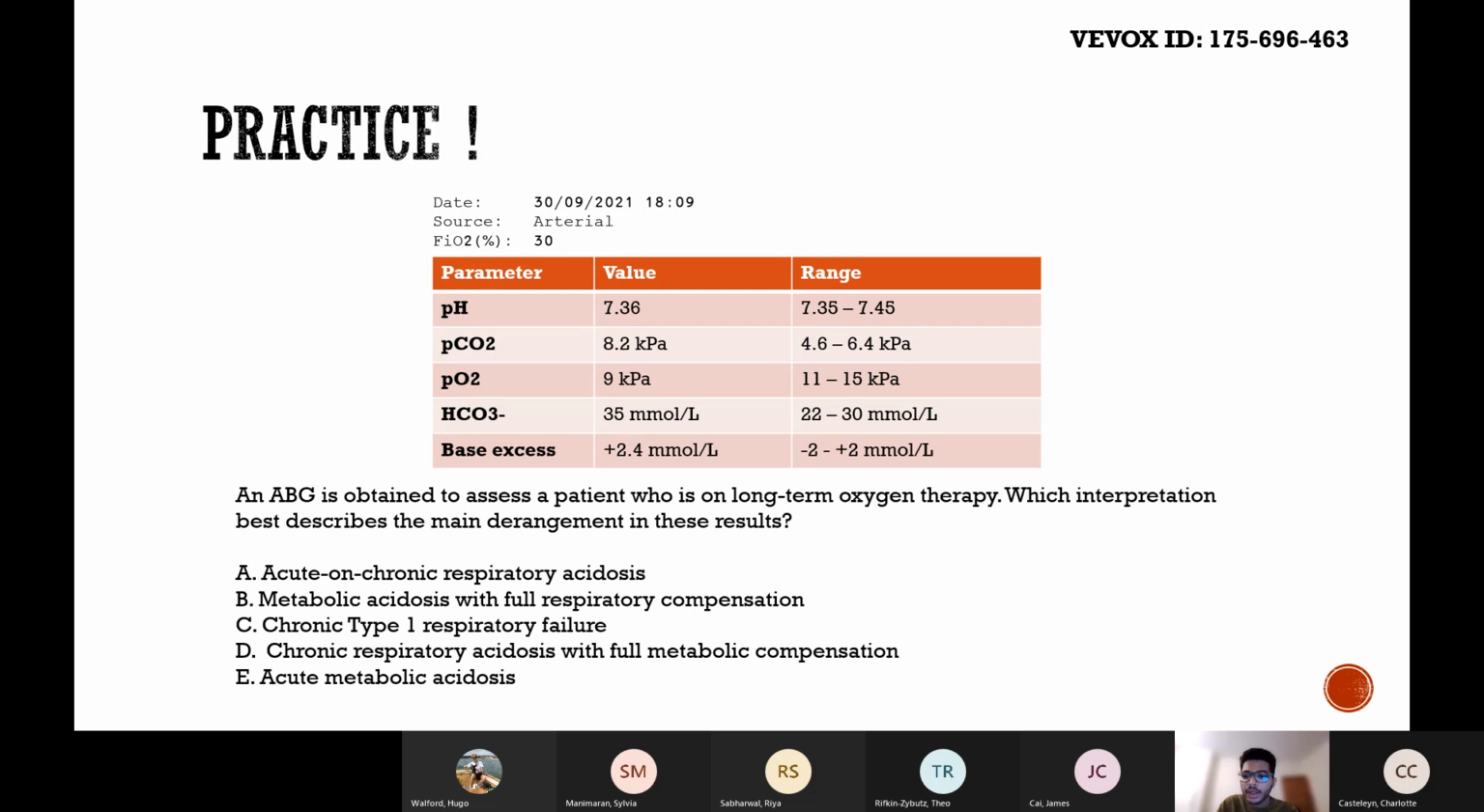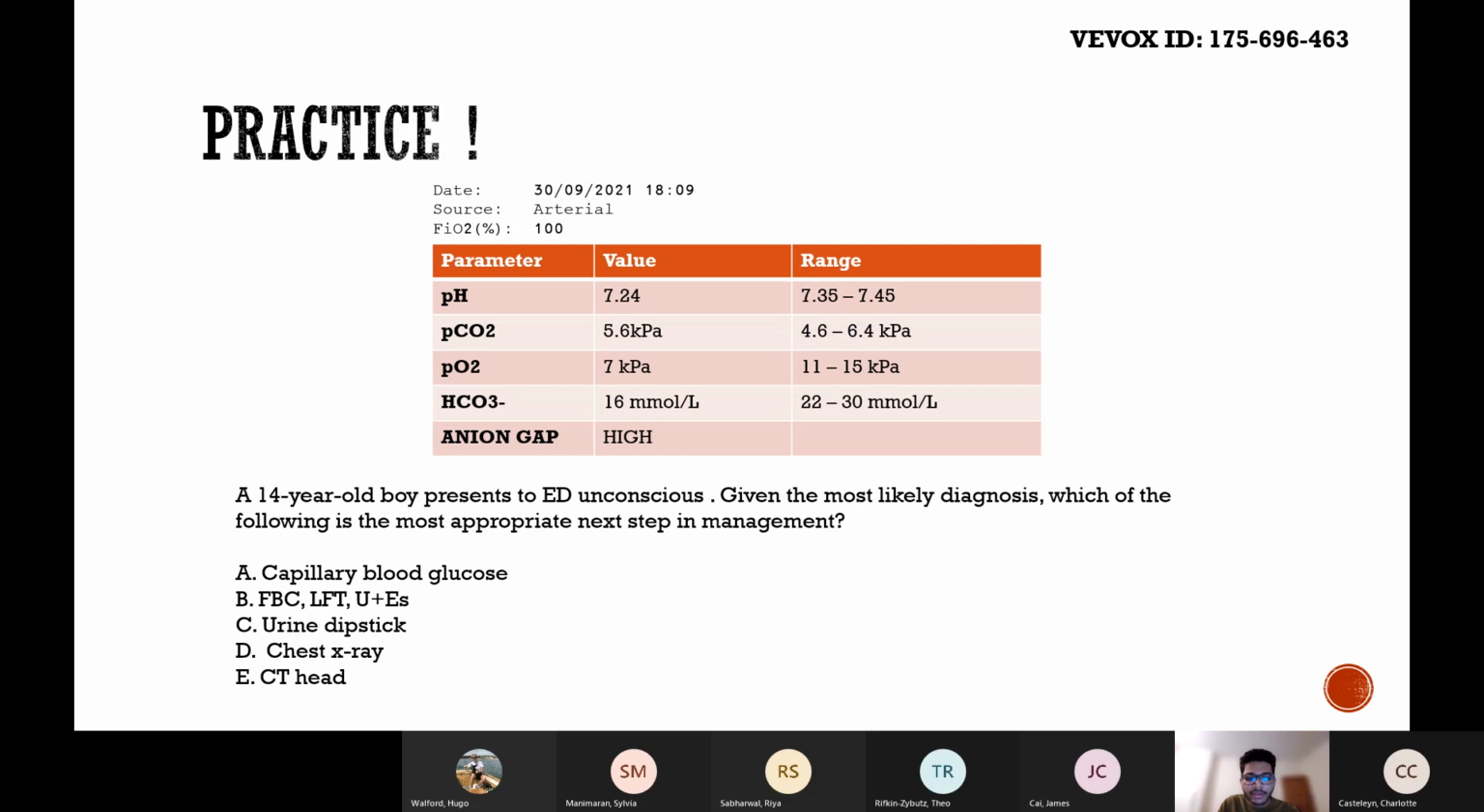Exactly, COPD. So FiO2 is 30%. He's probably on some long-term oxygen therapy through a nasal cannula. Yeah, exactly, great, COPD. And he's got a long-standing, he's a bit hypoxic with a high CO2 and also a high bicarbonate. So well done, guys, it's good. And this is the last kind of practice one before we have a look at some other stuff very quickly.